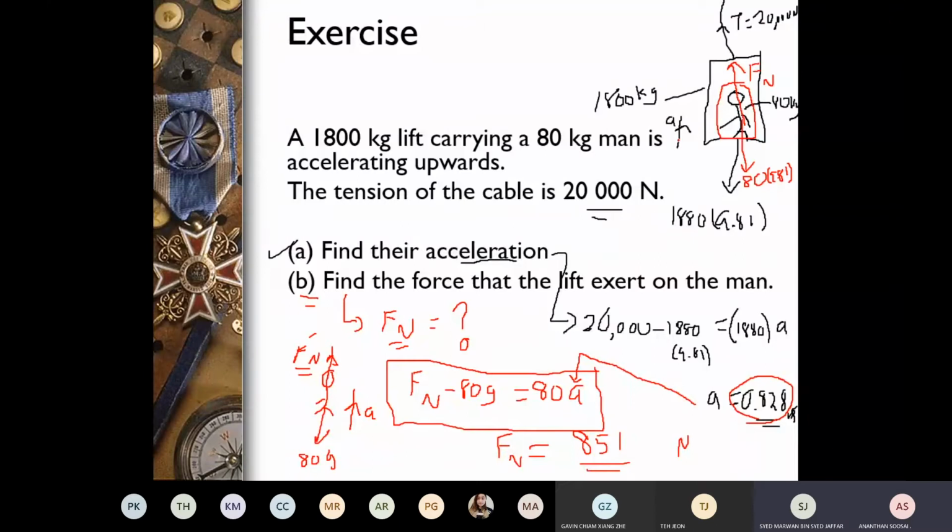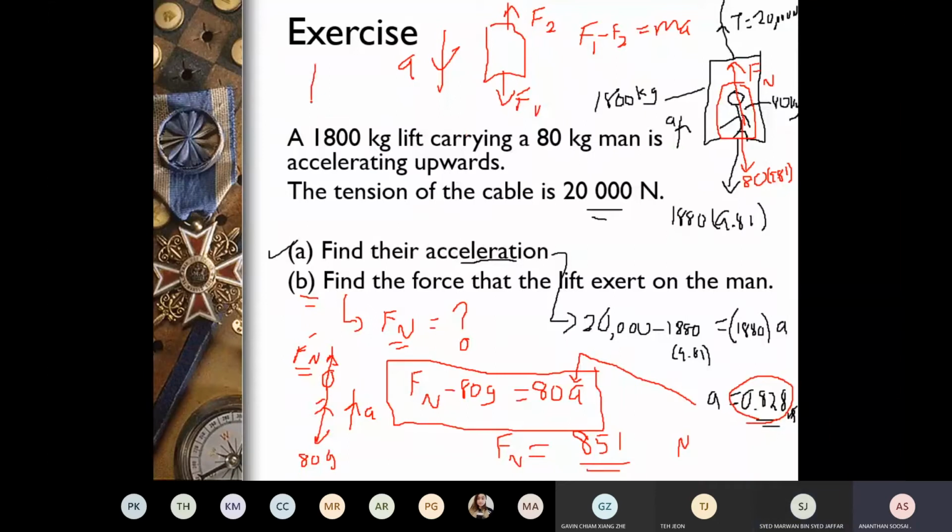So if the lift accelerates up, force up minus force down. If the lift accelerates down, F1 down, F2 down, then which force is greater? You must write F1 minus F2 equals to ma. That's my style of doing that. If accelerate up, force up minus force down. If accelerate down, force down minus force up.